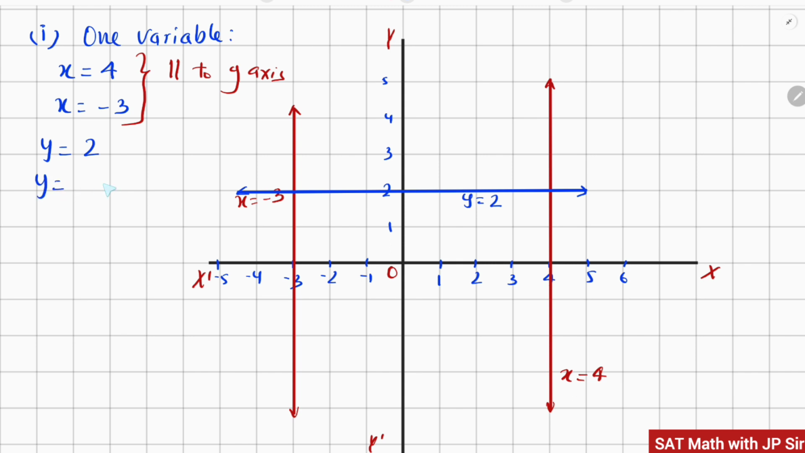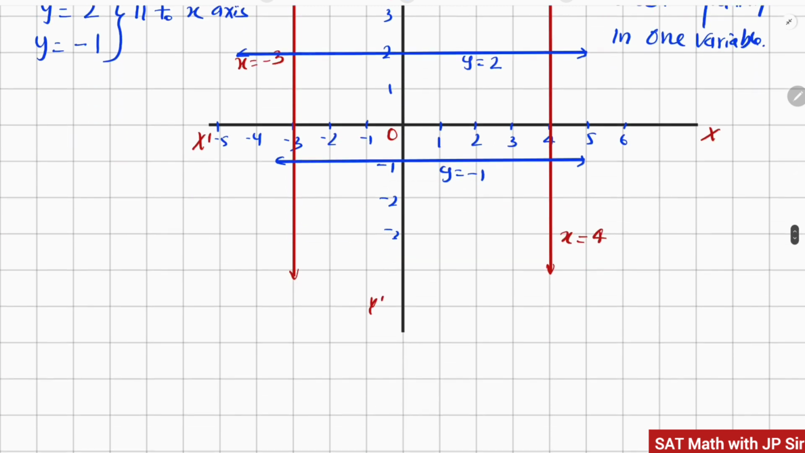What about y equals to -1? So -1, -2, -3. So y equals to -1 is this. So when we have y equals to something, these are parallel to the x-axis. So this is how we draw the graph of a linear equation in one variable. Okay.